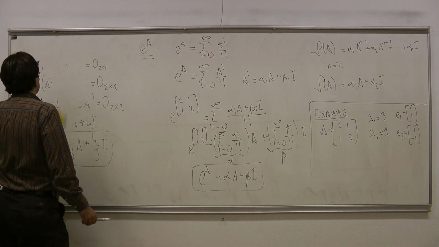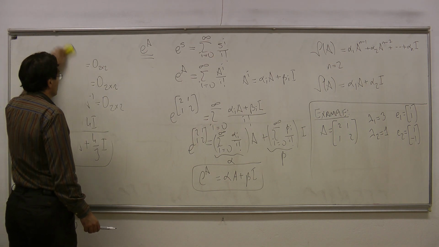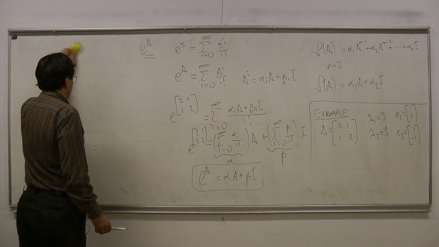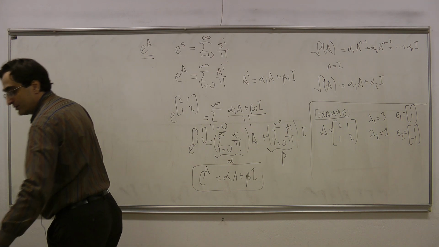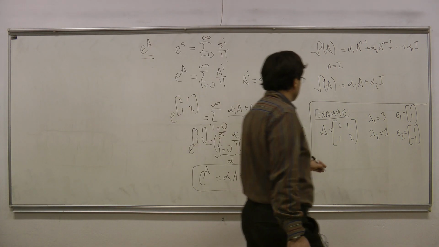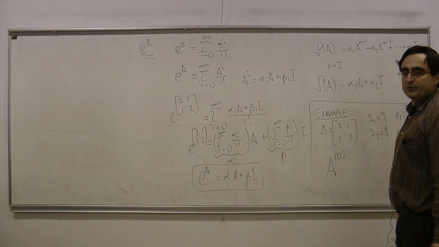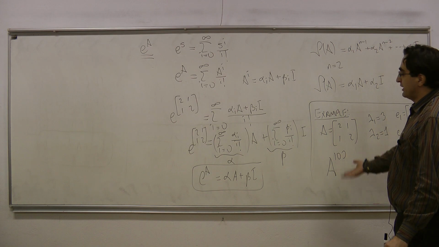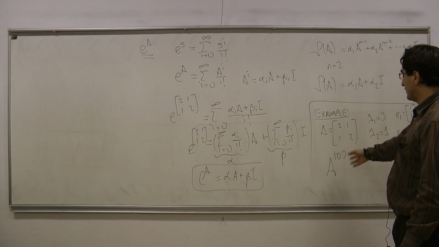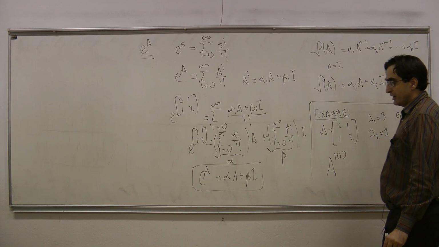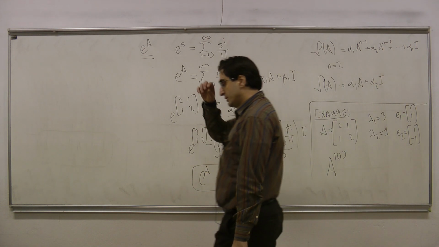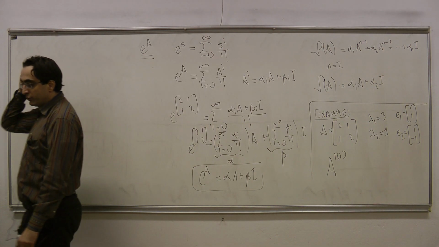So now I would like to do something interesting. I would like to calculate what A to the 100 is. Okay? A to the 100. At the end of this example, we are going to see that 100 is not really a specific number. I can replace it with any number here, and then I will be able to find a solution.